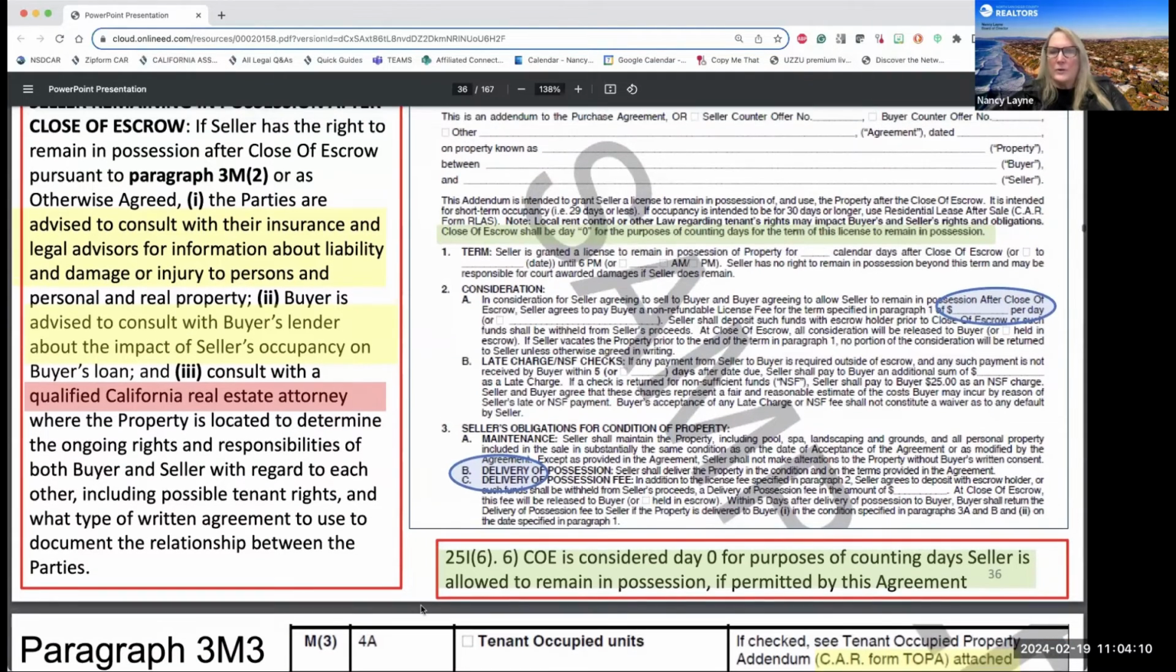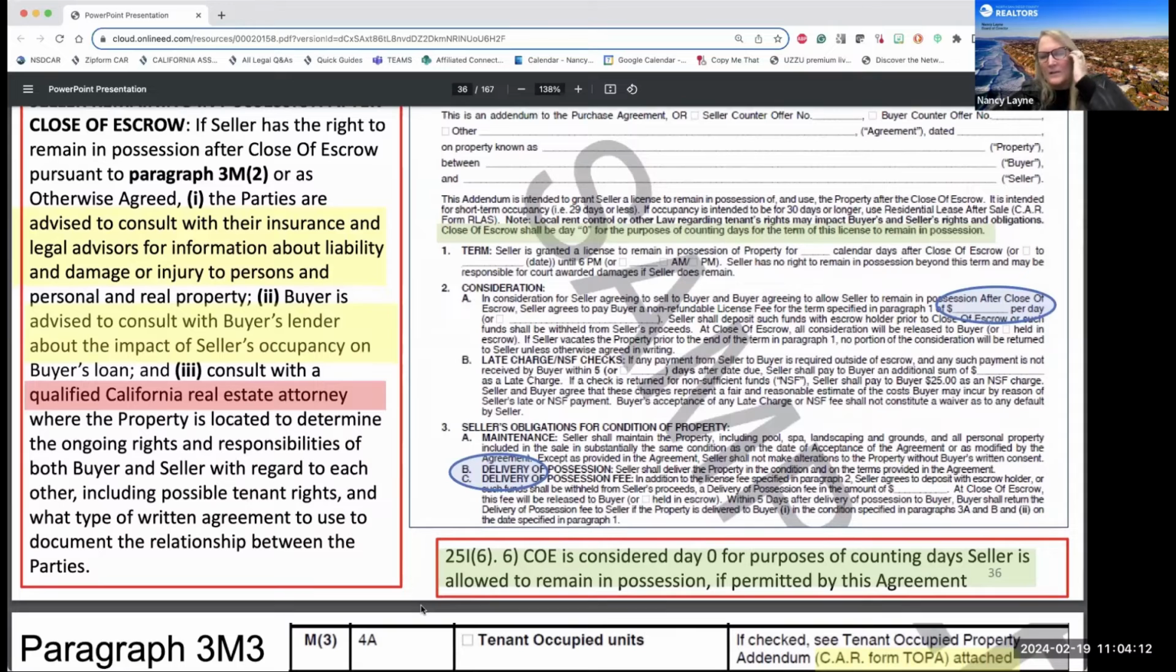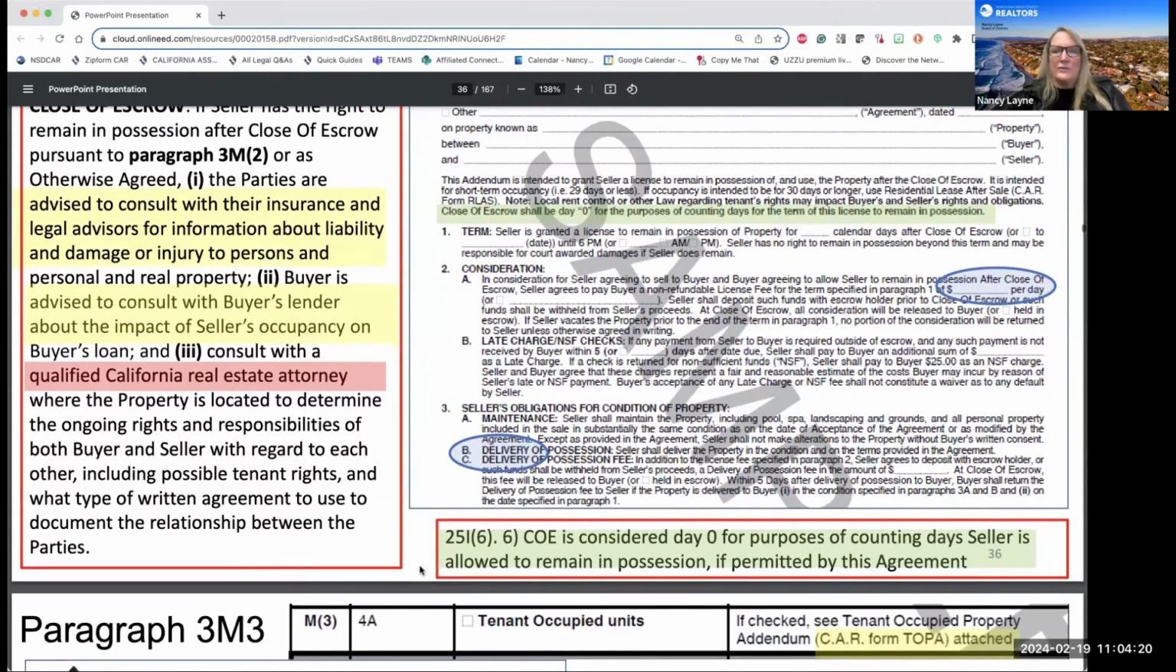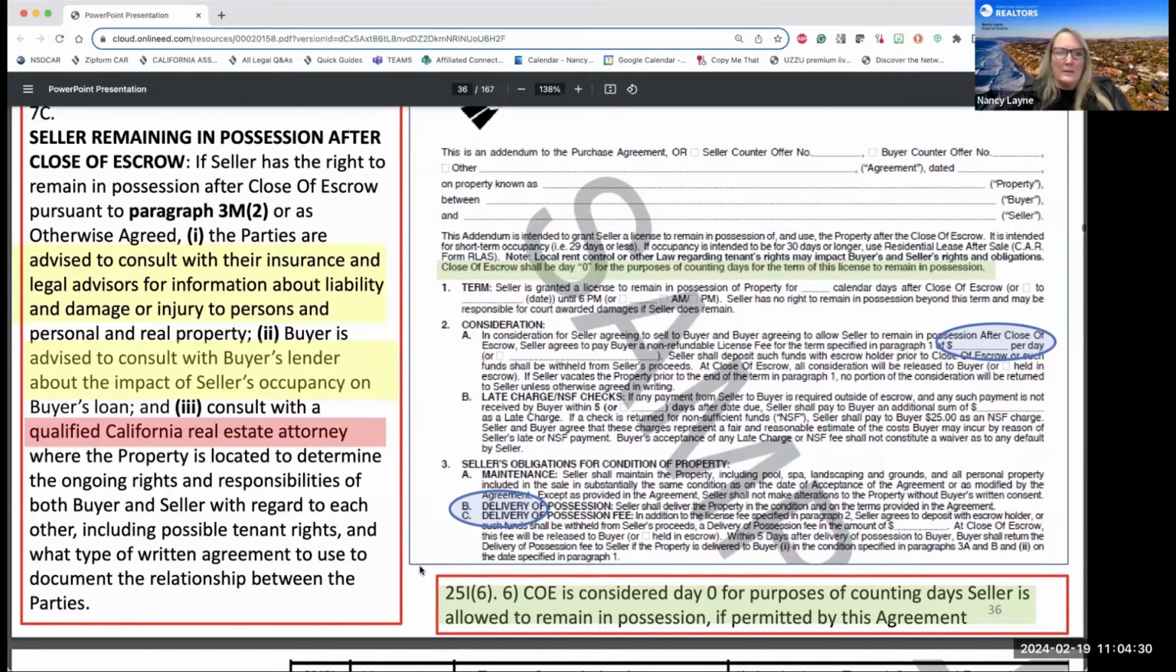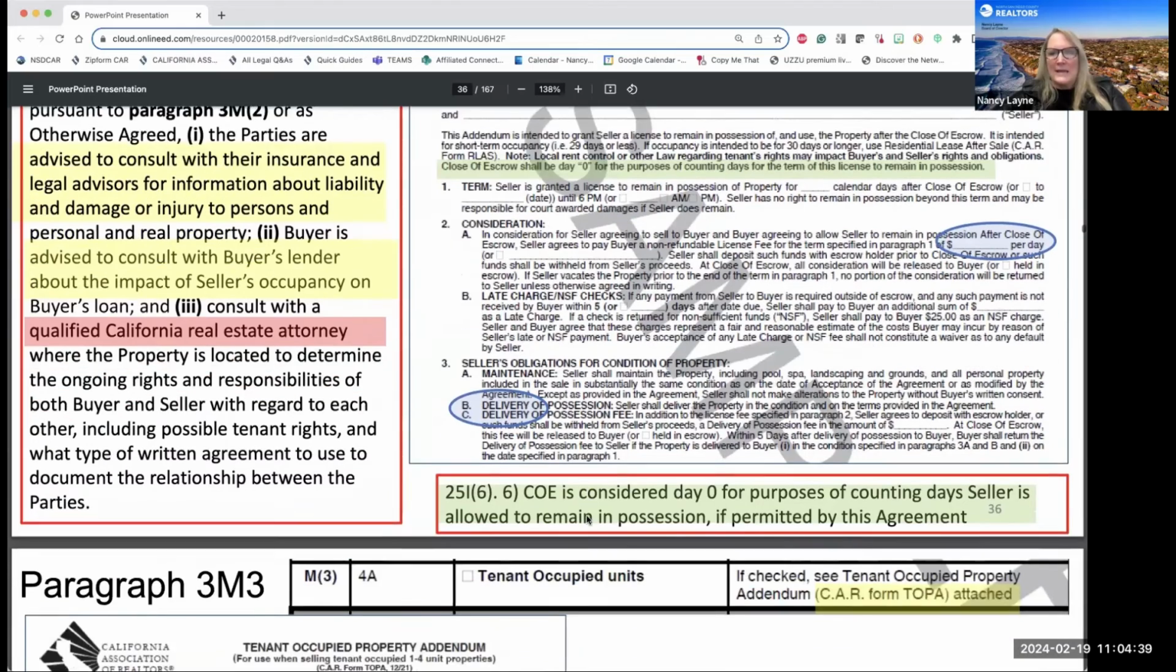So close of escrow is considered day 0, something that people get wrong all the time. Close of escrow is 0 for the purposes of counting the days the seller is allowed to remain in possession. So you close escrow on the 1st, that's day 0. The 2nd is day 1. So when you have 29 days, for example, close of escrow is 0, the next day is day 1, and after that you start counting, right? So you want to make sure that you have those timelines the same.